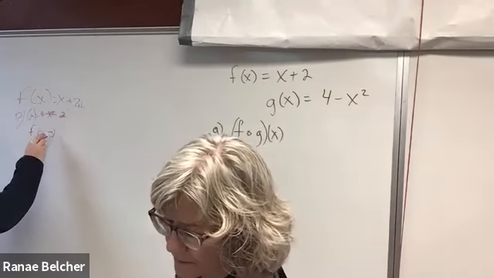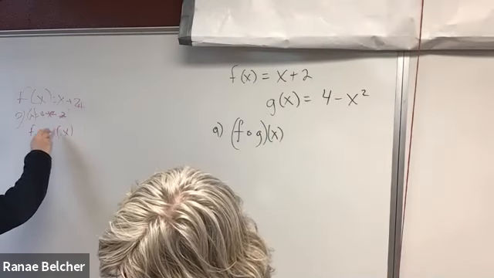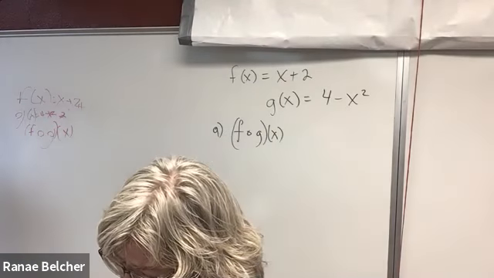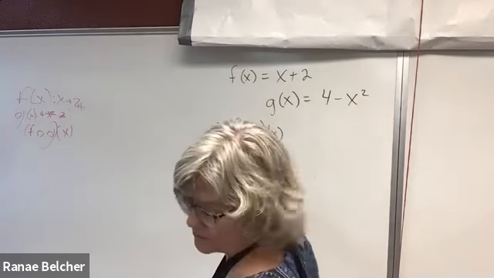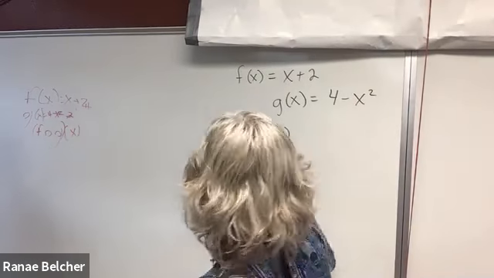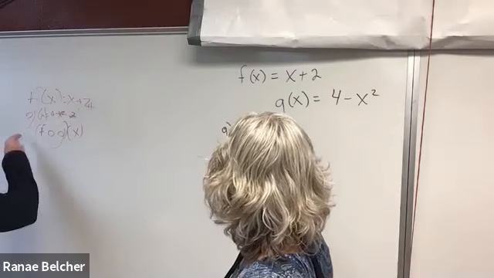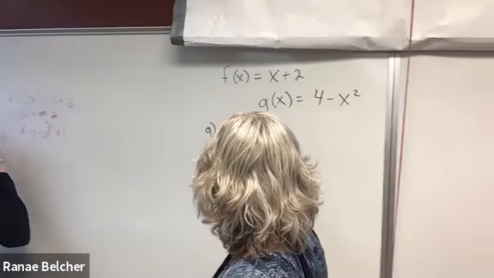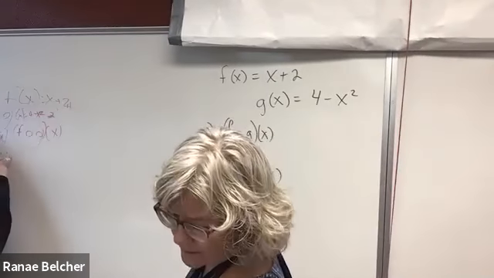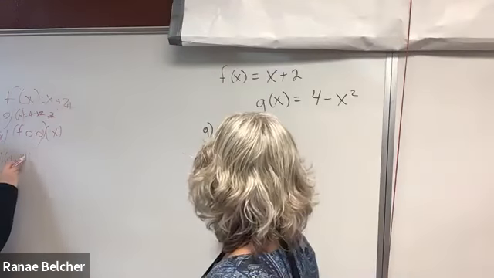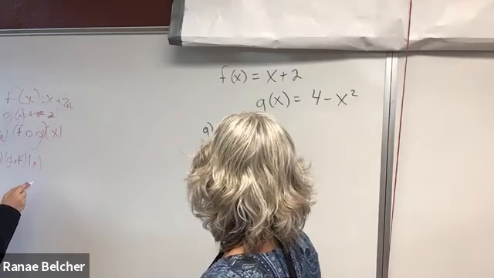I'm not sure how you're supposed to exactly say that. How do they say it? It's just f composed with g. That's what they say, it's f composed with g. And then b, I want you to find g composed of f of x. And then c, I want you to find g composed of f of 2.